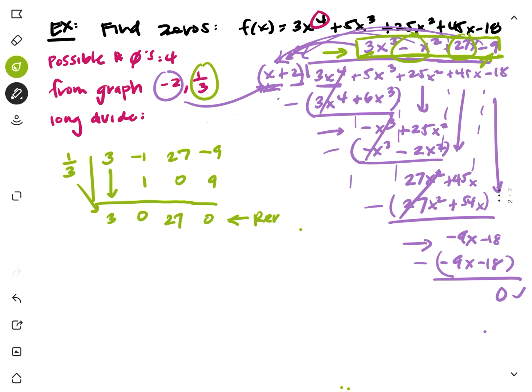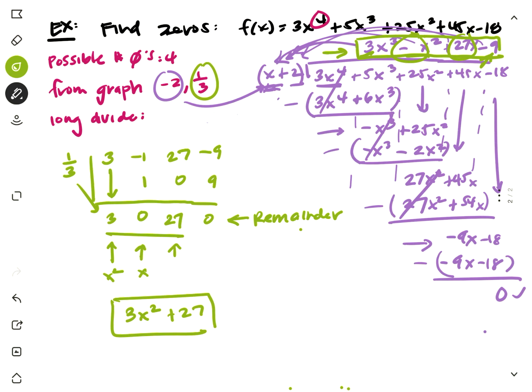So this last one is going to be the remainder. And then this part would be the rest of it. And it goes in order. So this would be your constant. This one would be your x term, and then this would be your x squared term. So if we wrote this all out, it would be 3x squared, there's no x, and then plus 27. Okay, so this is important because this is going to help us find our complex zeros.